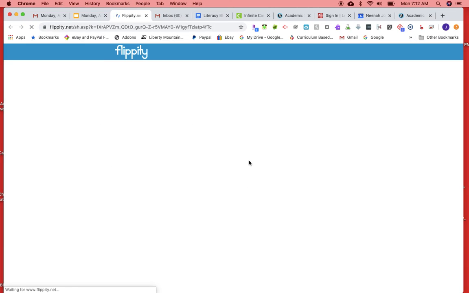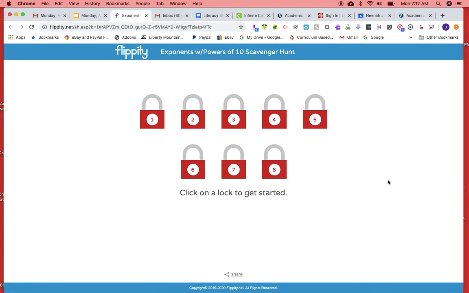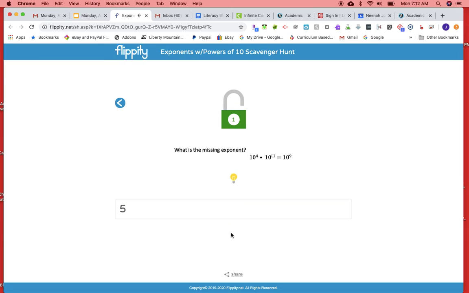I'm not going to go through it, but this is what you're going to have to do for Flippity. You're going to click on any lock to get started. Say we'll start at 1, it doesn't matter. You can pick which one you want. And you're just going to solve: what is the missing exponent? 10 to the 4th times 10 to what will equal 10 to the 9th? What does that exponent have to be? Well, 4 plus what equals 9? 4 plus 5. There we go. So we got it right. It unlocked.